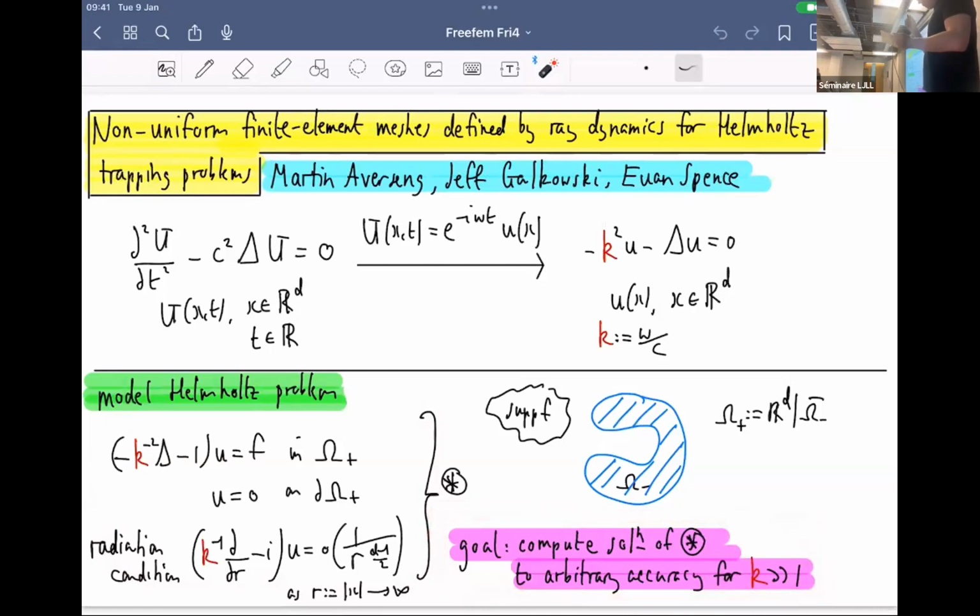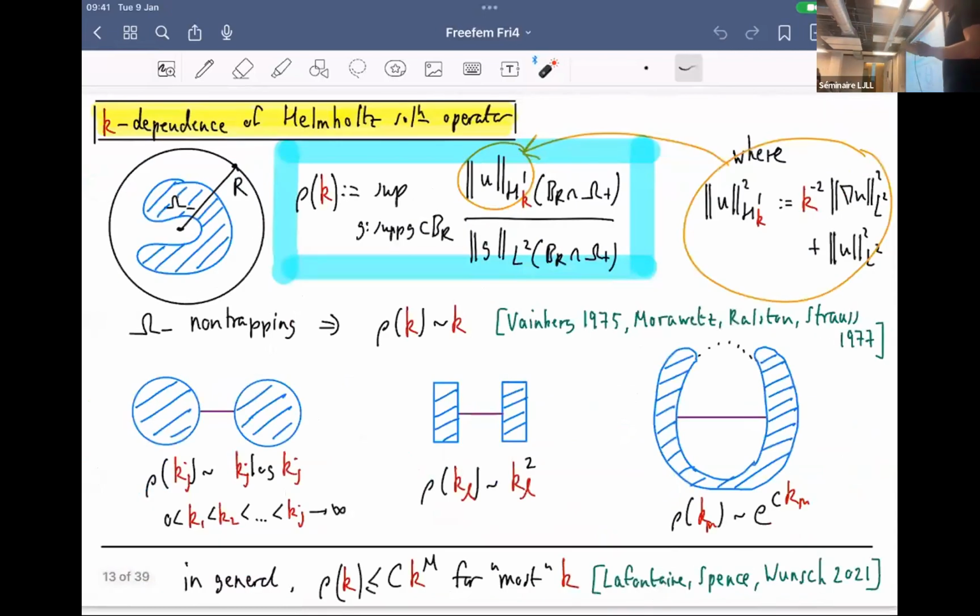trapping problems. Right, and so this next slide is everything you need to know about the k dependence of the Helmholtz solution operator. This is a PDE theory slide, and of course, our goal is to approximate somehow the Helmholtz solution operator. So how this object depends on k at the continuous level is going to be relevant for our approximation of that operator. And so I want to measure the data to solution map.